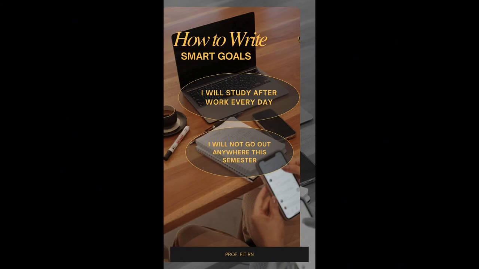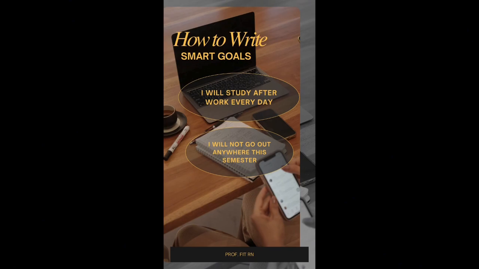There's a deadline. I will not go out anywhere this semester. It doesn't say for the rest of the program or anything, but it says this semester. So there is a deadline. When you're determining if a goal is timeable, you need to determine if there is a deadline. And the deadline here is semester. Even though there's a deadline and it is timeable, this goal is not smart. This is a silly goal. This is not a smart goal. So you do not want this goal.